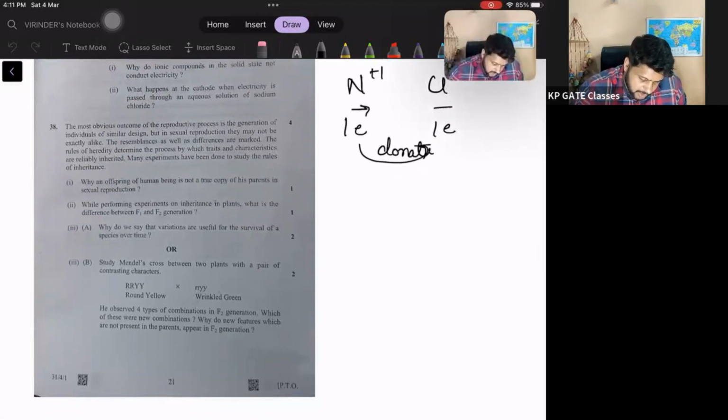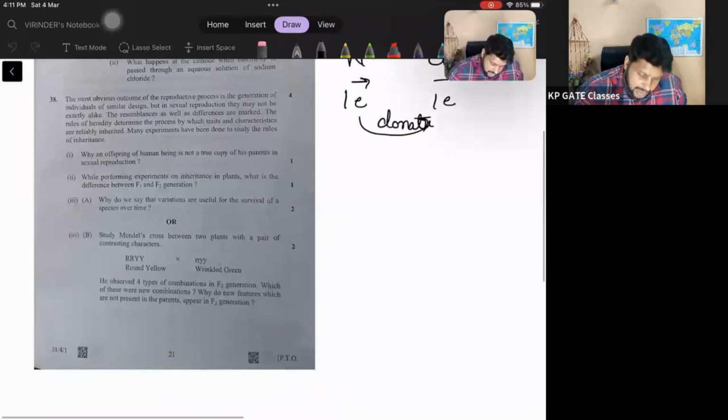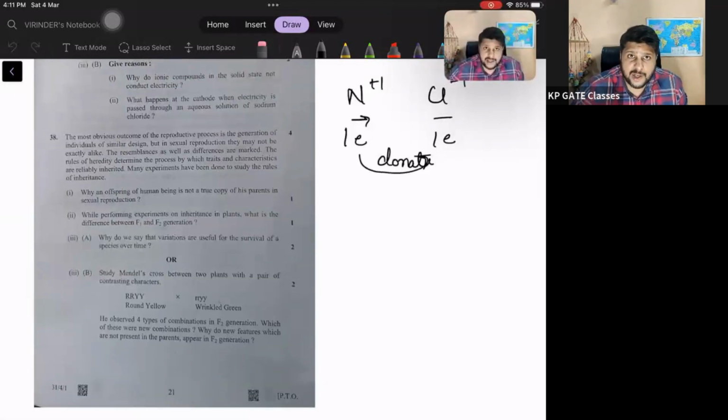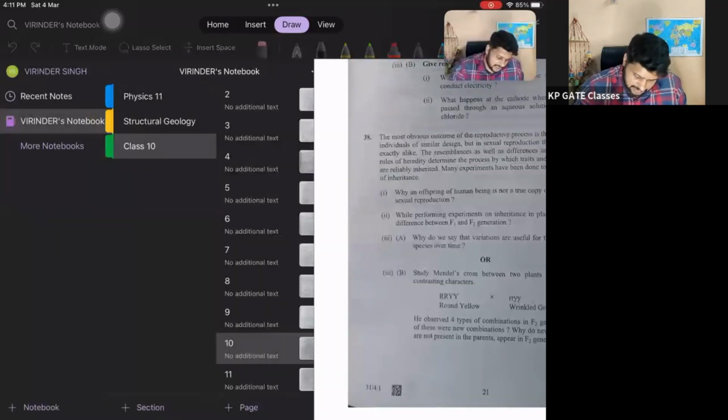Next, why is an offspring of a human being not a true copy? Because the gene combination is different. While performing experiments on inheritance in plants, what is the difference between the F1 and F2 generation? In the F1 generation we only get dominant traits, but in the F2 generation there is a ratio of 3:1, and we also get pure characters. Why do we say that variations are useful for the survival of a species over time? Very simple questions they have asked. I think they have directly copied from the NCERT.